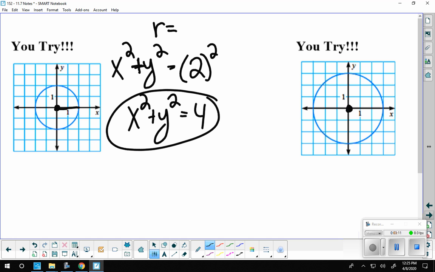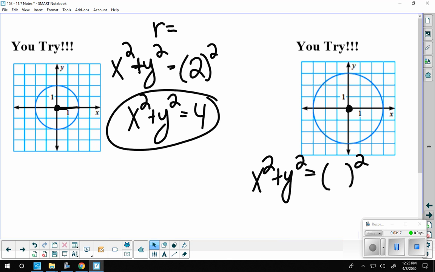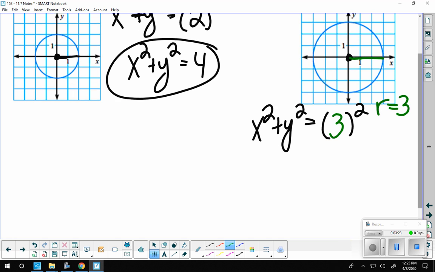Over here, center's at the origin. So I can do x squared plus y squared equals my radius squared. Well, what is my radius? 1, 2, 3. r equals 3. So put in a 3 for r. So we have to square it, and we get x squared plus y squared equals 9.